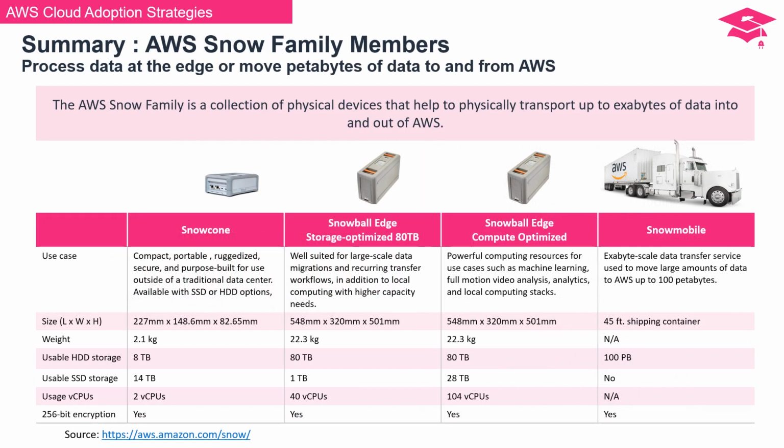Let's wrap up our exploration of the AWS Snow family with a concise summary and a comparative look at its key members: AWS Snow Cone, Snowball Edge Storage Optimized, Snowball Edge Compute Optimized, and the colossal Snowmobile. For a detailed breakdown, feel free to pause the video and explore the comparative table displaying the unique strengths and specifications of each AWS Snow family member.